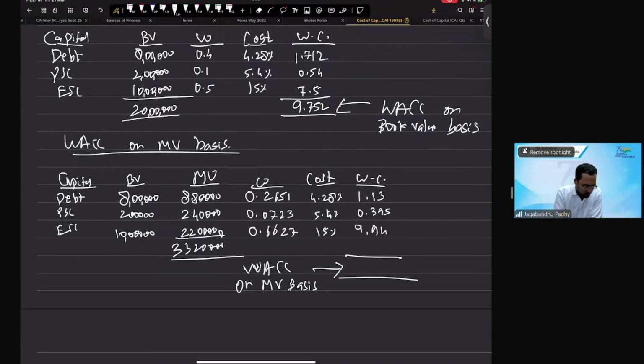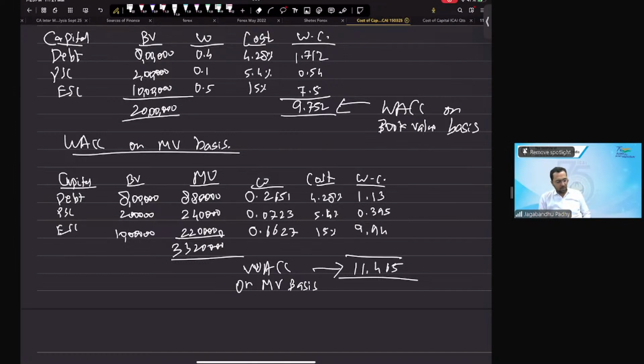And if you add all of that, 1.13 plus 0.395 plus 9.94, that's 11.465. That's the weighted average cost of capital on market value basis. Okay, are we getting it? It's a market value basis, weighted average cost of capital on a market value basis.